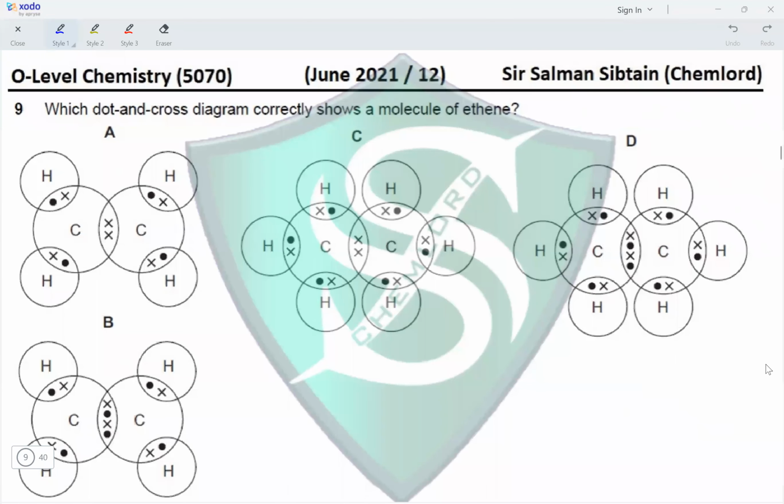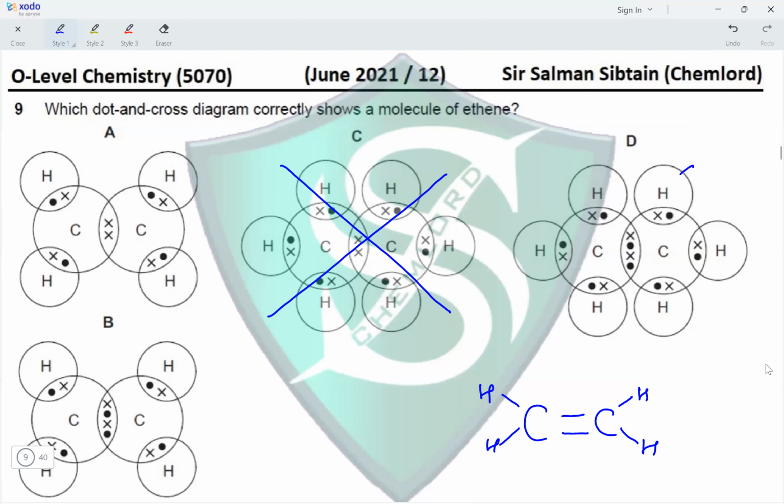Question 9. Which dot and cross diagram correctly shows the molecule of ethene? Now, ethene is an alkene. So we have a carbon-carbon double bond present with each carbon atom covalently bonded to two hydrogen atoms. So there are two hydrogens on each carbon, which makes four hydrogen atoms in the molecule along with two carbon atoms. Structures C and D have six hydrogen atoms present. So structures C and D are wrong. They are not ethene. A and B have four hydrogen and two carbon atoms.